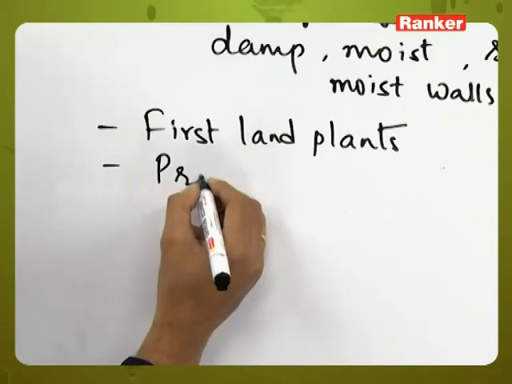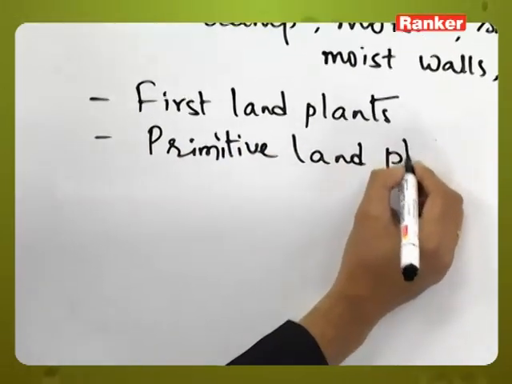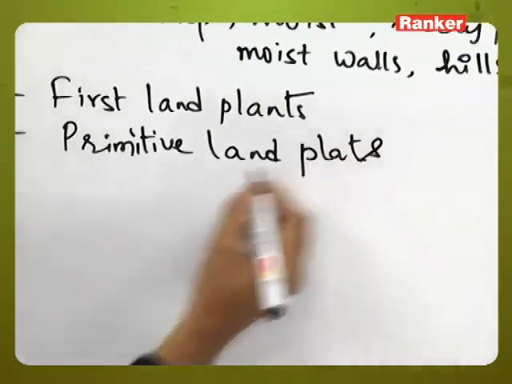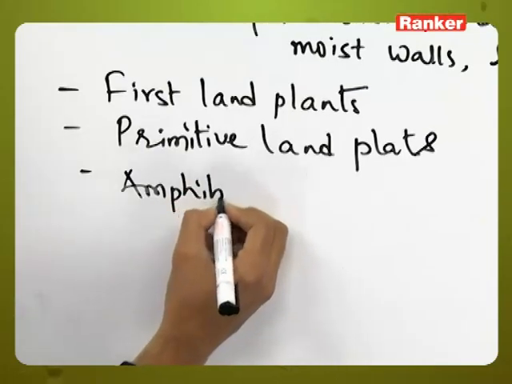and primitive land plants. These are considered to be the amphibians of the plant kingdom.